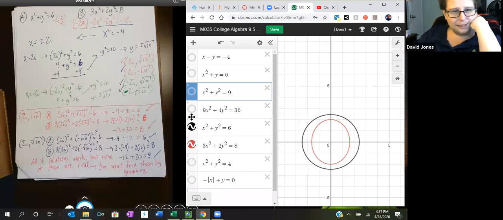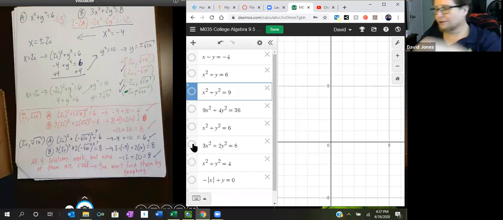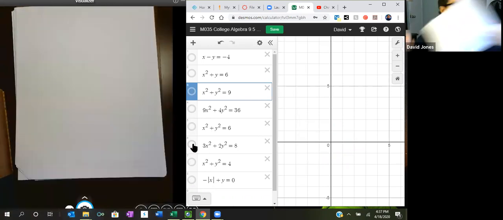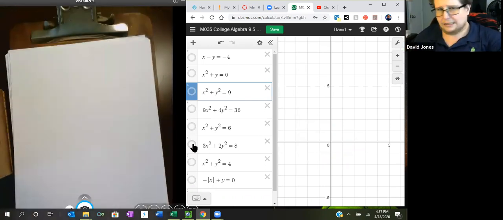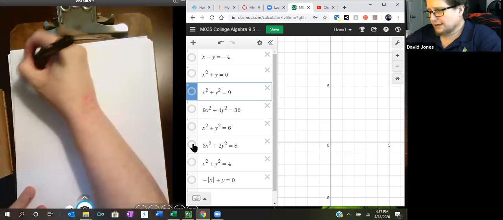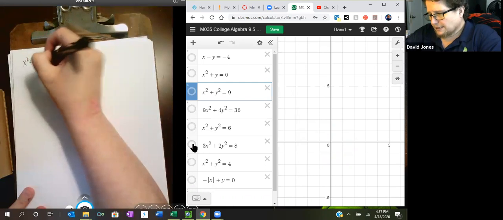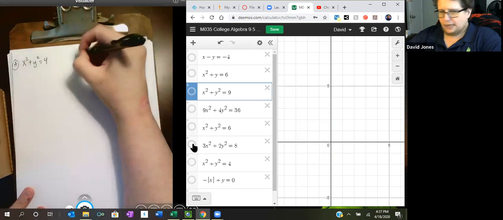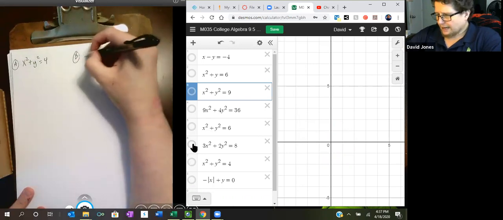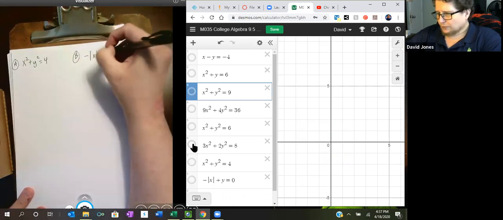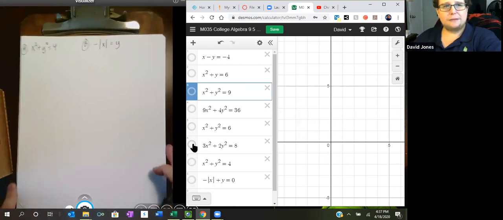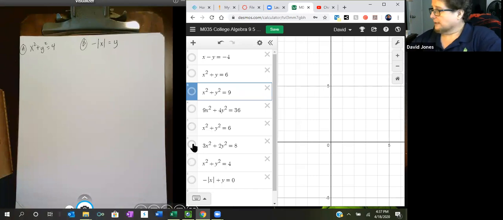Let's do one last one. Let's take a look at it. Absolute value, throw something very different in there. That's also nonlinear. So we'll look at x squared plus y squared equals 4. And b will be the negative absolute value of x equals y. You take a moment, try to solve this, see what you remember about absolute value equations.